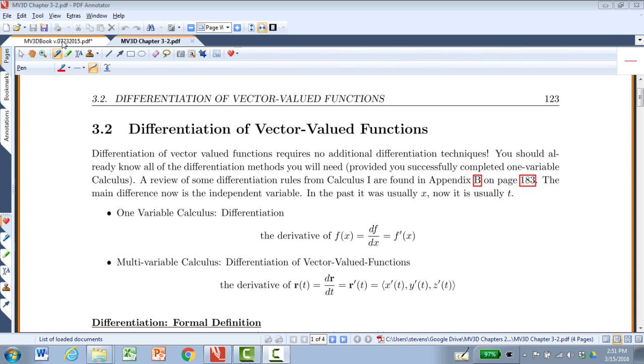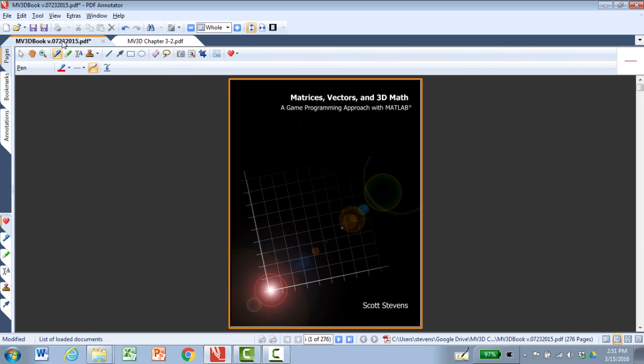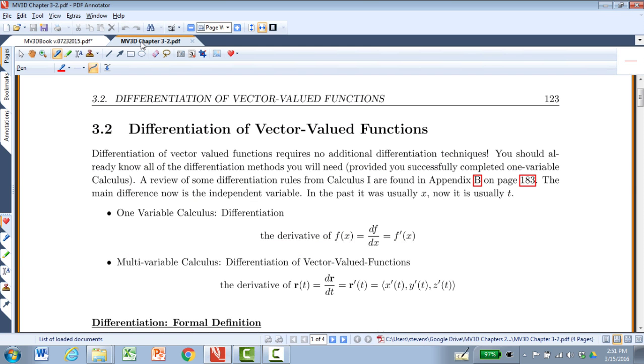Hi there and welcome to Chapter 3.2 from Stevens' Matrices, Vectors, and 3D Math. In this chapter we're going to take our vector valued functions that we saw in 3.1 and differentiate them. Right? It's easier than you might think.